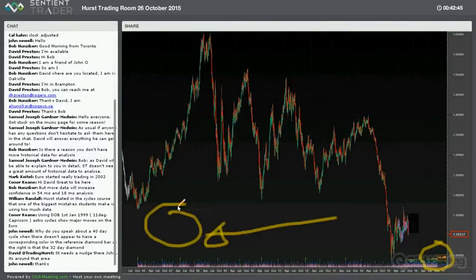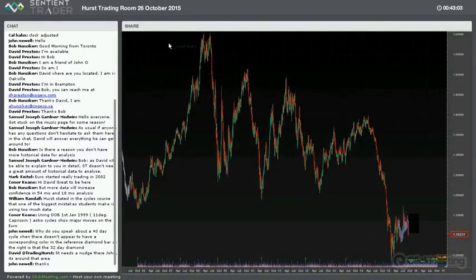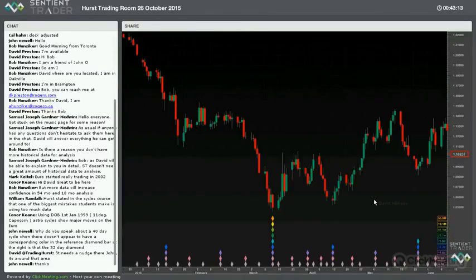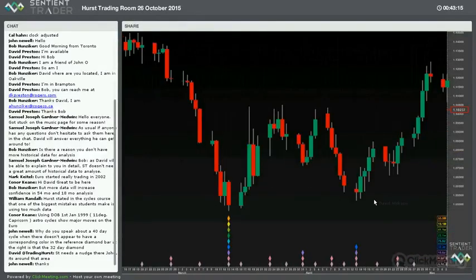John says, why do you speak about a 40-day cycle when they don't appear to have a corresponding color in the reference diamond bar at the right? That is the 32 diamond. Okay, and David says Sentient Trader needs a nudge. I think perhaps that has moved on from there. If I go back again, I was speaking about this area over here, and I was speaking about this 40-day cycle here, but perhaps that's the point of your question. I'm not sure about that.